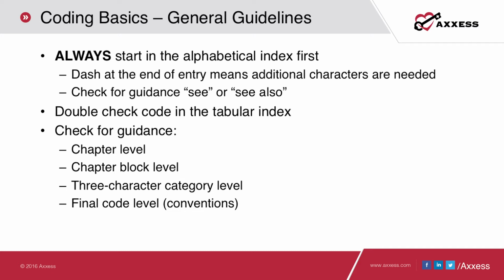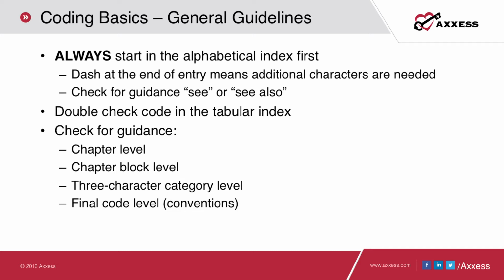Now, once you get to the 3-character category level when you're checking for guidance, you'll want to look for guidance that applies to that category as well. For example, if you're at E10, type 1 diabetes mellitus, there may be some guidance that applies to all the codes in E10, and that's what we mean by a 3-character category.